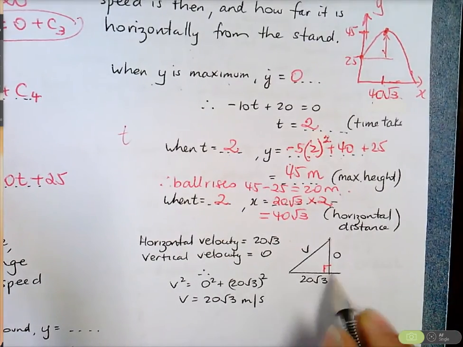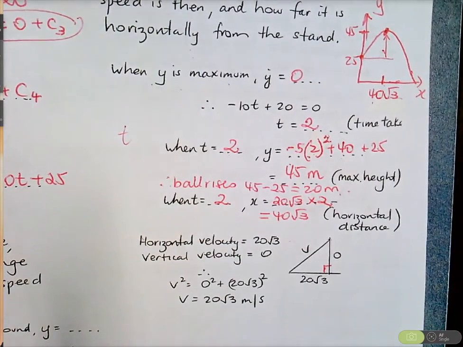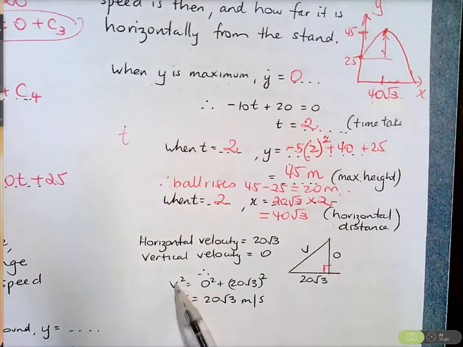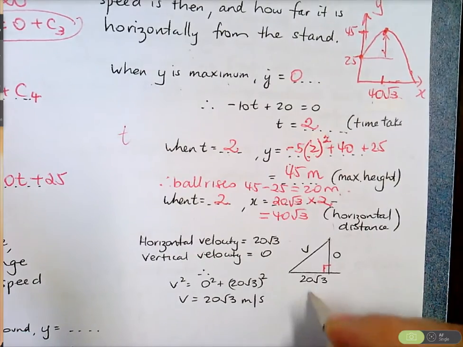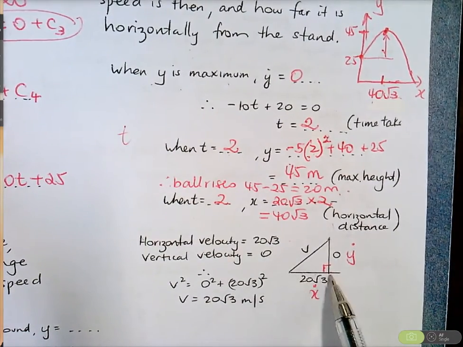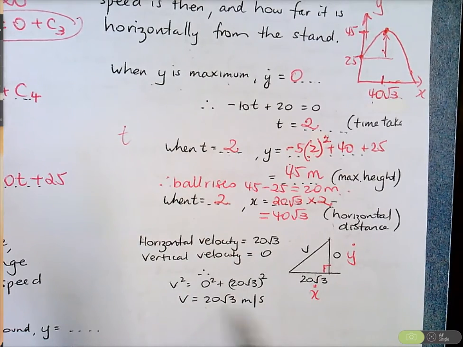So the horizontal component of the velocity is a constant, so it's always 20 root 3. The initial horizontal component of the velocity was 20 root 3, but because there's no t in it, it's a constant 20 root 3 no matter where you are. So 20 root 3 and 0, that's what we've got, horizontal and vertical.